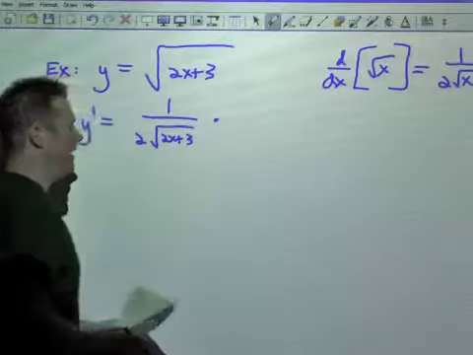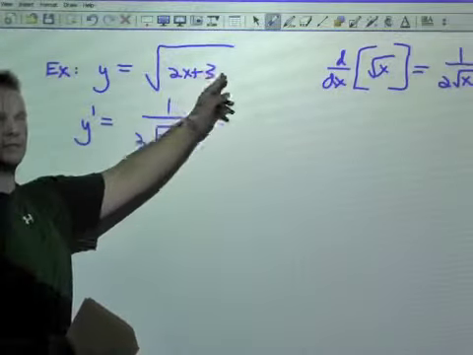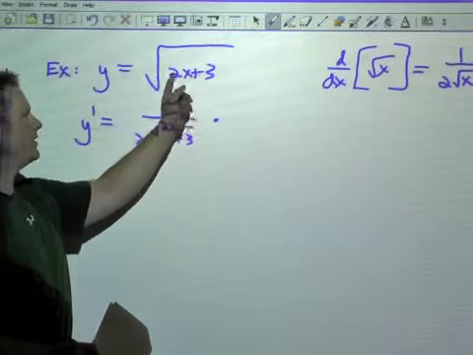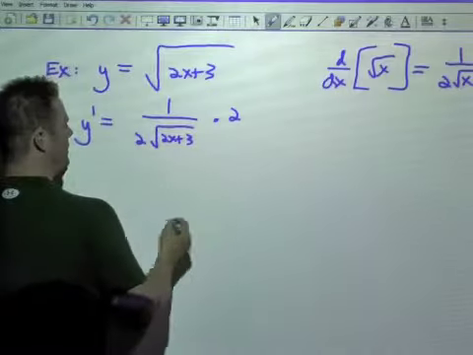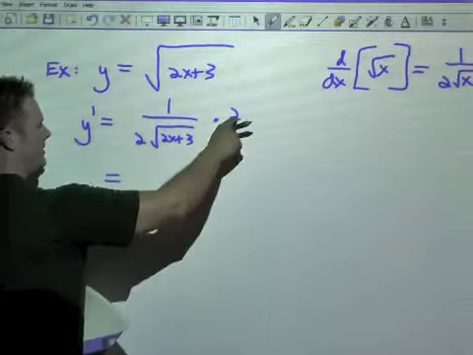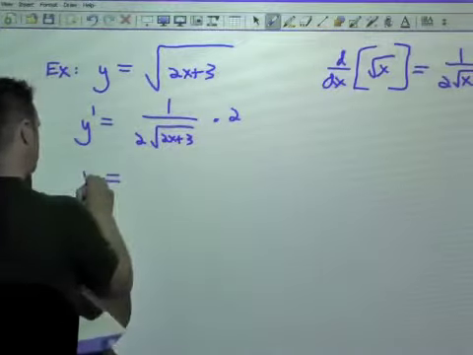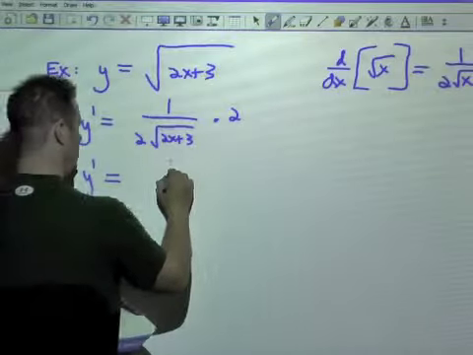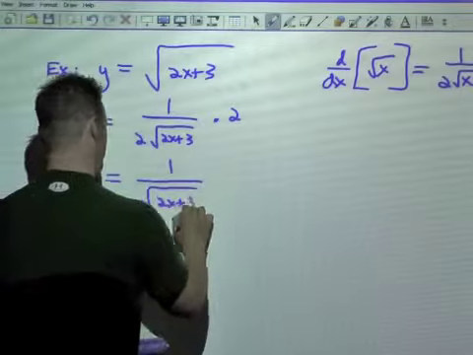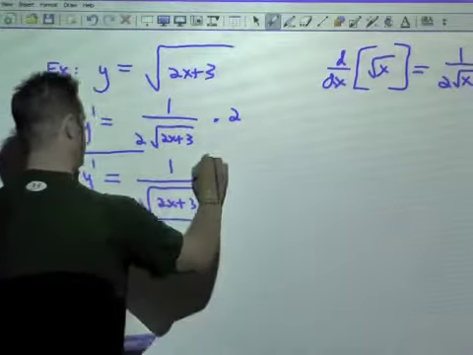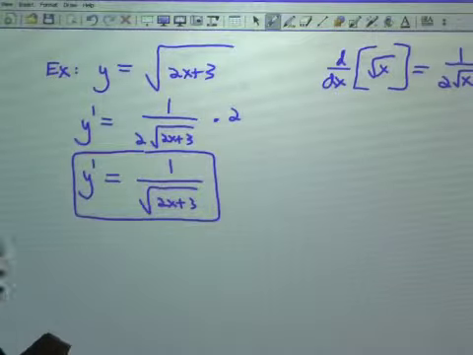And then we're going to multiply that by the derivative of the inside function. Derivative of the inside function is 2. Now in this particular problem, that 2 and that 2 cancel out. So my derivative is just 1 over square root 2x plus 3. Piece of cake.